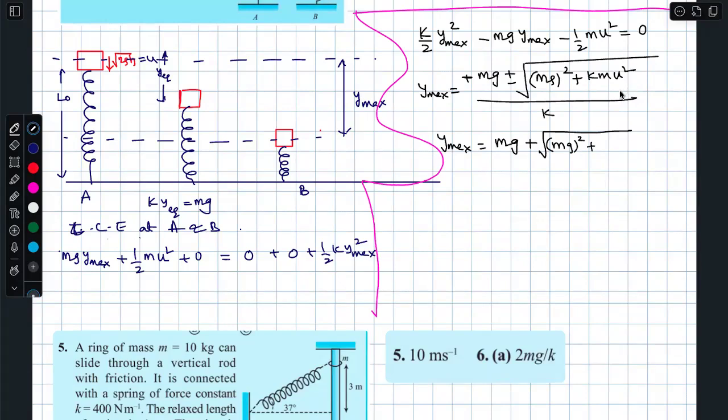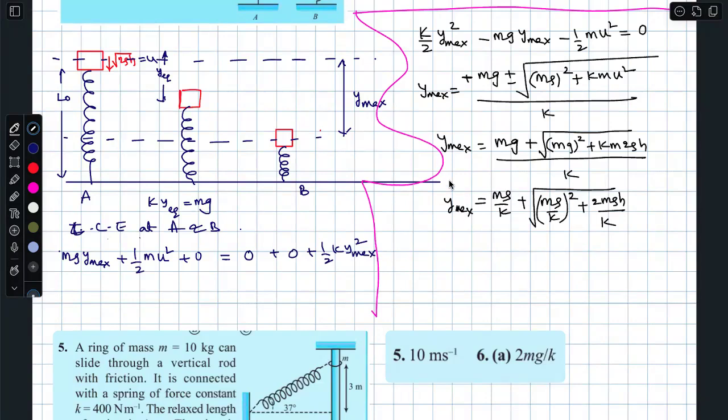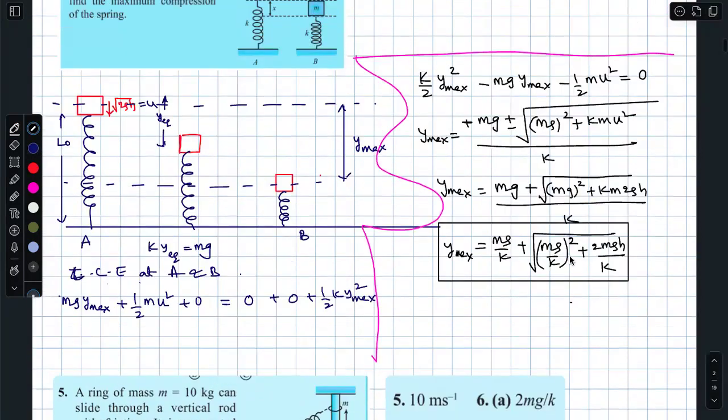By the way, can you please help me in writing u square? U square is 2gh. So this can be written as mg by k plus the square root of mg by k whole square plus 2mgh by k. This is Y max. Right. That's all.